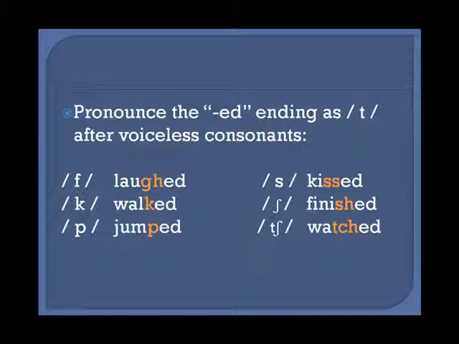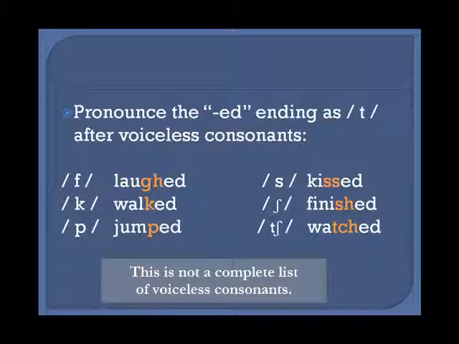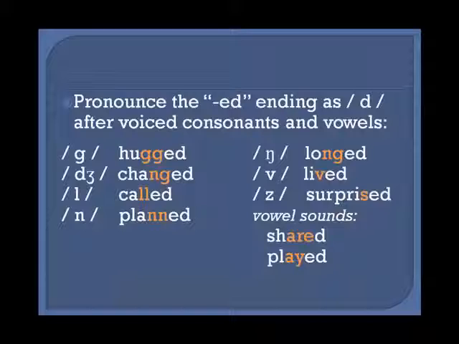Pronounce the ed ending as t after voiceless consonants. The following are voiceless consonants followed by the ed ending. F, laughed; k, walked; p, jumped; s, kissed; sh, finished; ch, watched. Please note that this list of voiceless consonants is not complete. This is only a list to provide examples.